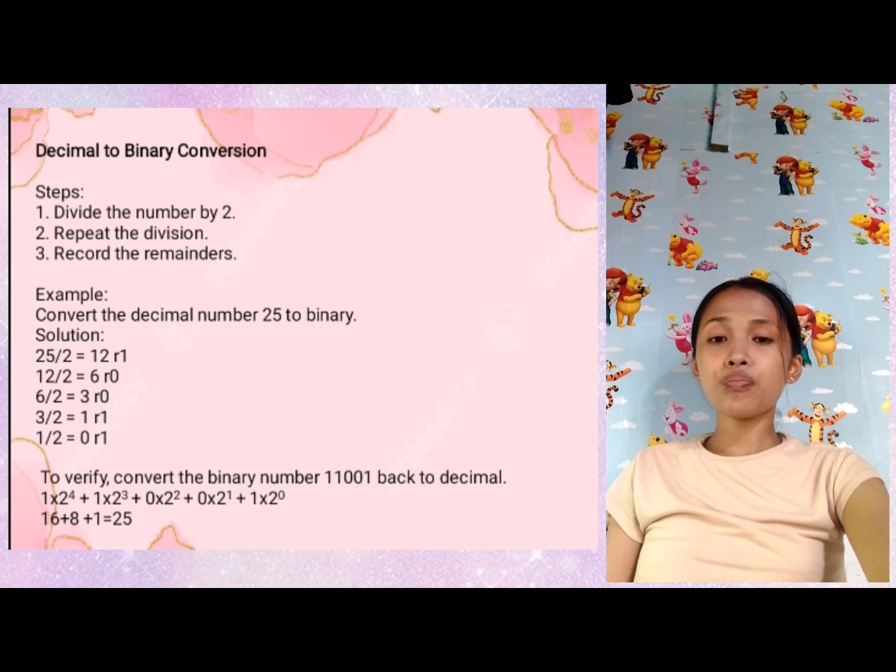Here's the solution. 25 divided by 2 equals 12, remainder 1. 12 divided by 2 equals 6, remainder 0. 6 divided by 2 equals 3, remainder 0. 3 divided by 2 equals 1, remainder 1. 1 divided by 2 equals 0, remainder 1. Now, take the remainders from bottom to top. We have 11001. So the binary representation of decimal number 25 is 11001.